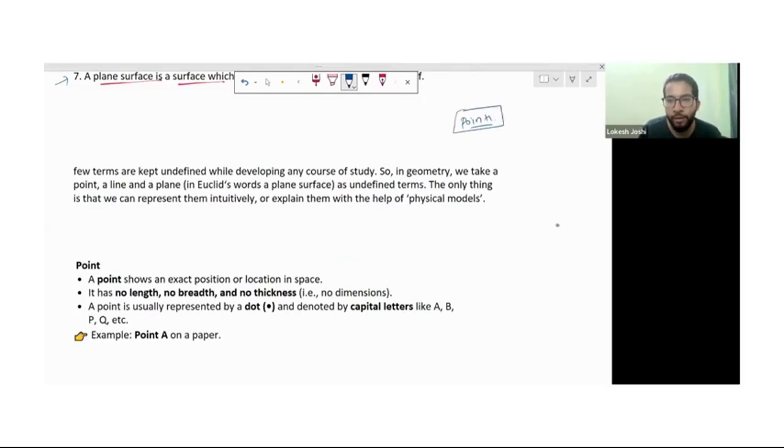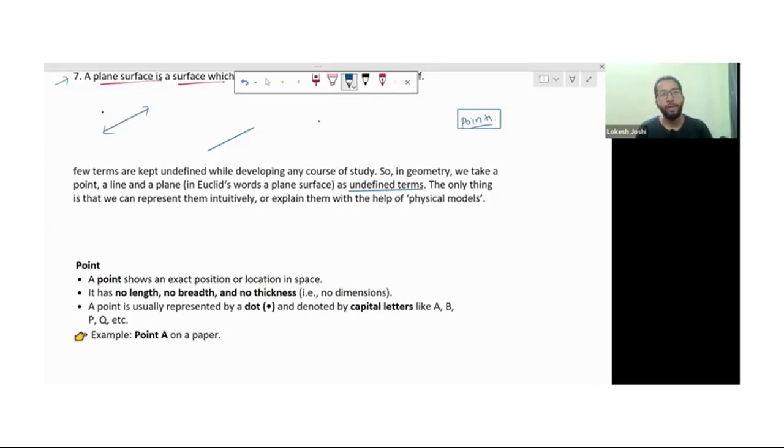We cannot give a proper definition. We can just say the point is that, the blue dot. So in geometry, we take a point, a line, and a plane as undefined terms. We cannot define these terms properly, but by interpretation we can directly say that this one is a line or this is the point, which I have already drawn. We only represent them intuitively or explain them with the help of physical models.